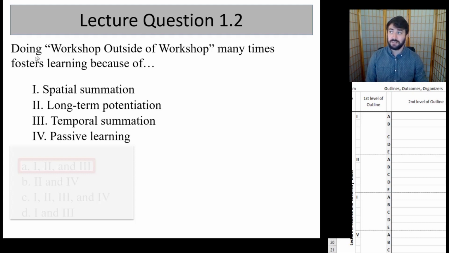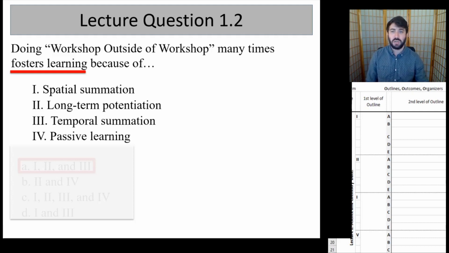Anyway, ultimately though, it seems to be mostly asking about what's fostering learning, right? So what does fostering learning mean and what does that involve? Well, let's look at these options down here, 1, 2, 3, and 4, and see which of these we think are involved in fostering learning. Let's think about the things from lecture 1.2 that would inform this answer, starting with number 1, spatial summation.